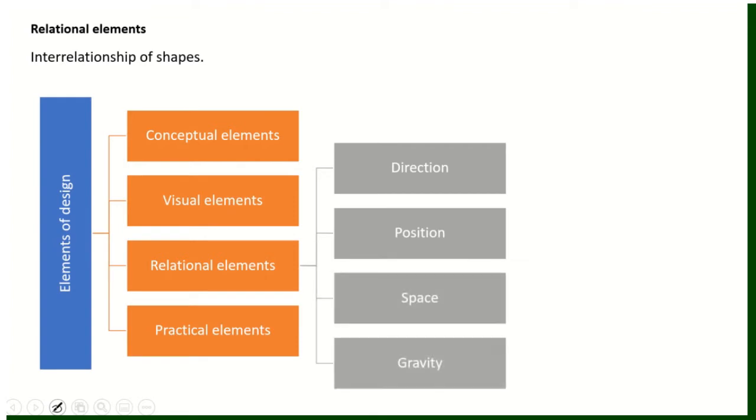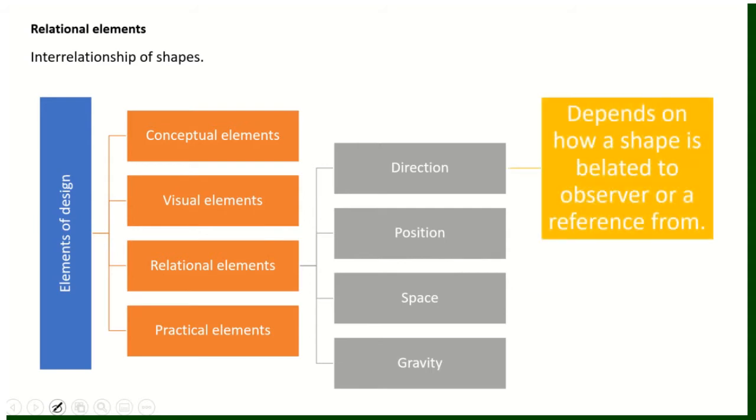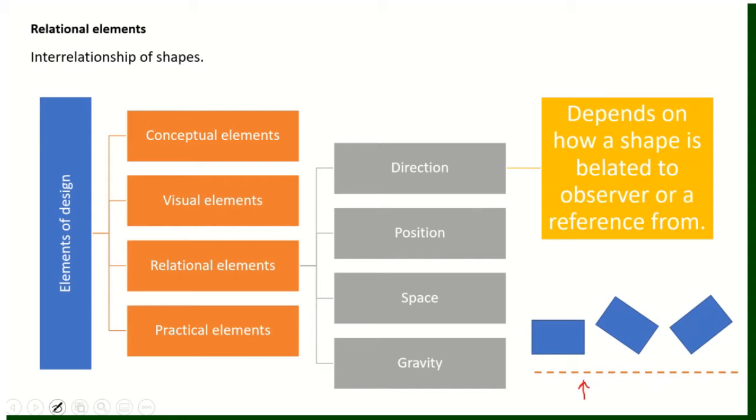The direction of a shape depends on how it is related to the observer or to some reference frame. Here I'm considering the same shape with respect to this reference frame, and how these shapes are oriented. The orientation of these shapes gives you the direction with respect to the references.